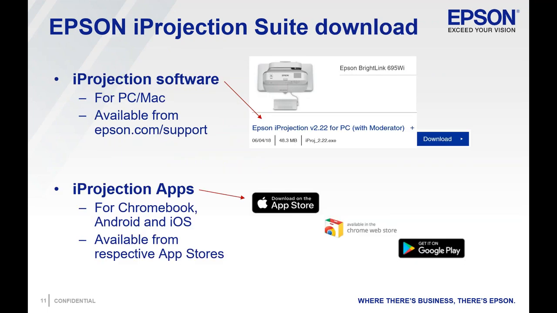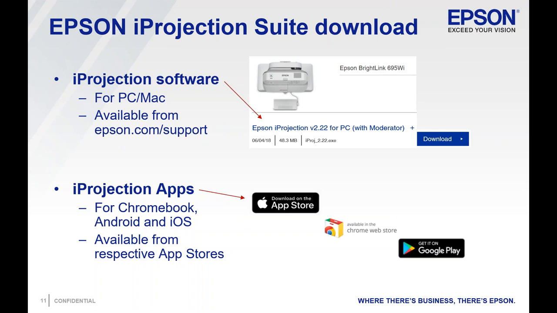Okay, and as we've talked about before, what you're looking at here is the locations where you would go to download iProjection software. For PC or Mac, you're going to want to go to the Epson landing page for your projector, and then look under the support section for drivers and downloads. You'll see the links to download the version for PC or Mac, whichever Windows version or iOS you're running. Select that from the drop-down menu and download that software to your computer.